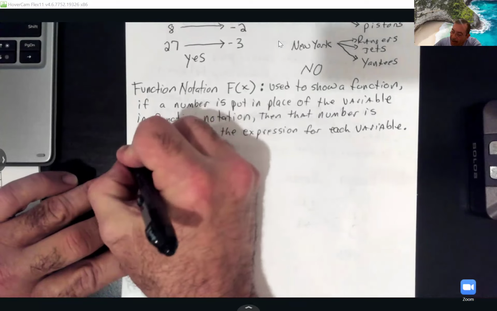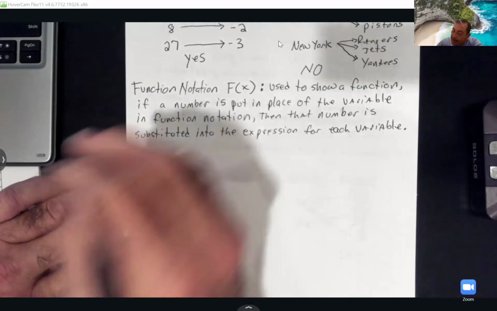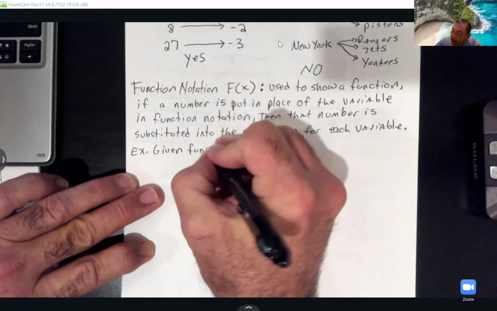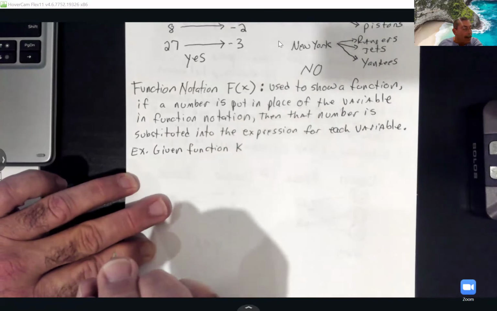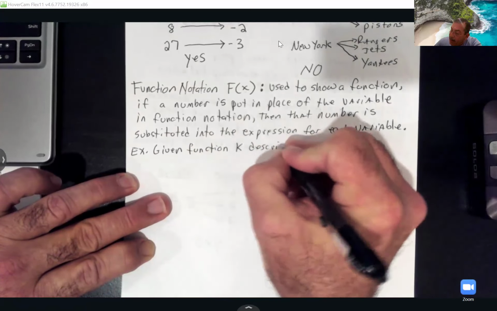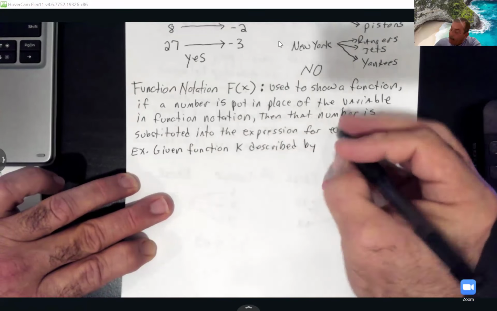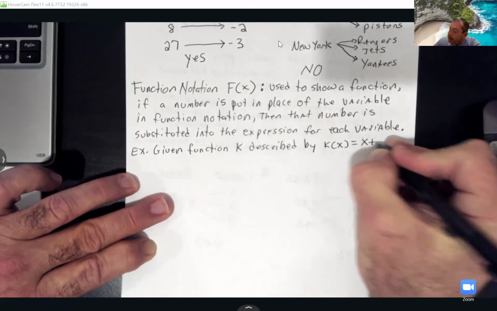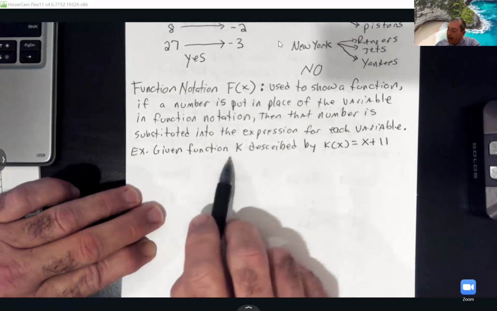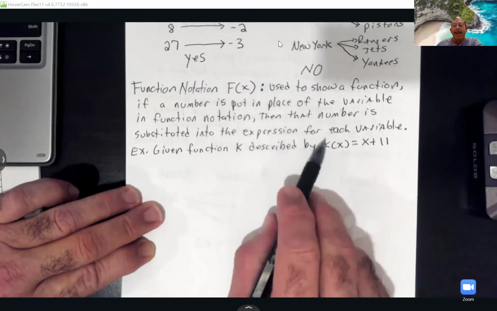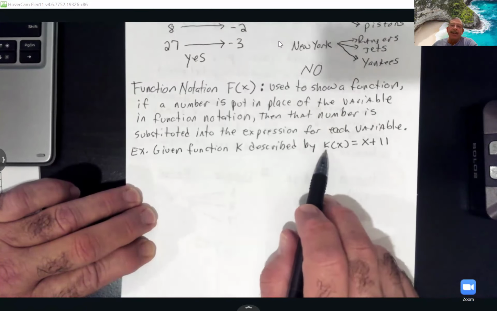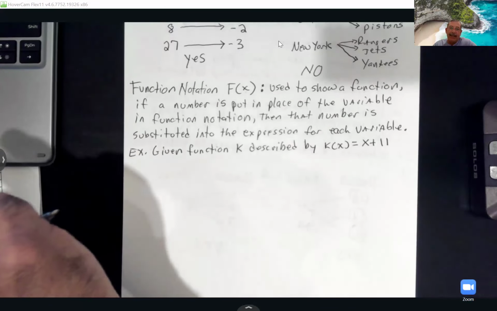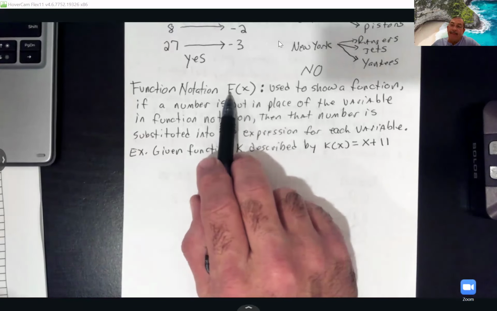So what they'll do on these examples, they're going to give us the function. So say I got something like this, given function k described by k of x equals x plus 11. So instead of using f of x, they're using k of x. A lot of times, the letter they use sort of describes what the function's for. You'll see that more in your science classes, okay? Like in science, F might stand for force.